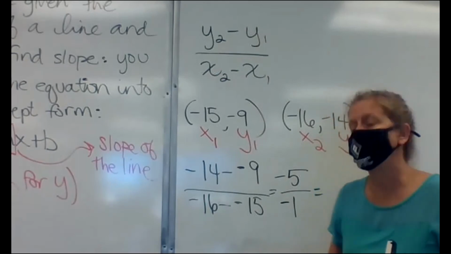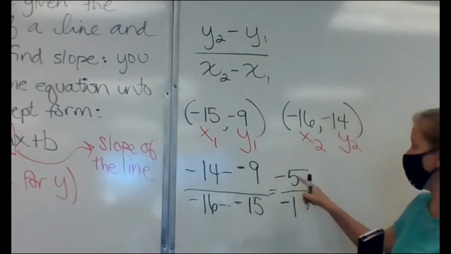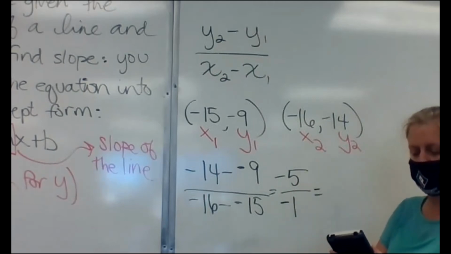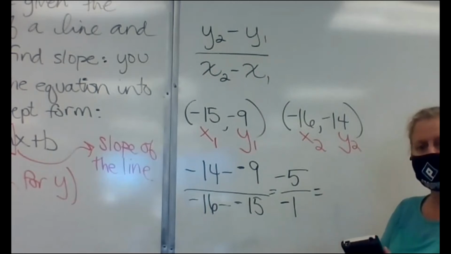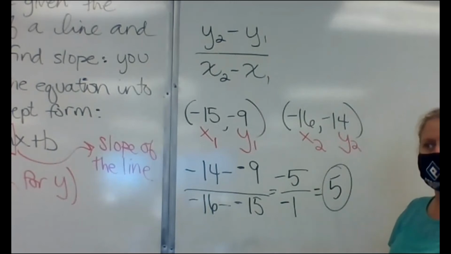Good. Why is that equal 5? Because they have a negative over a negative, which makes it positive. If you're not sure, type that in your calculator, -5 divided by -1, and hit enter, and it tells you +5.